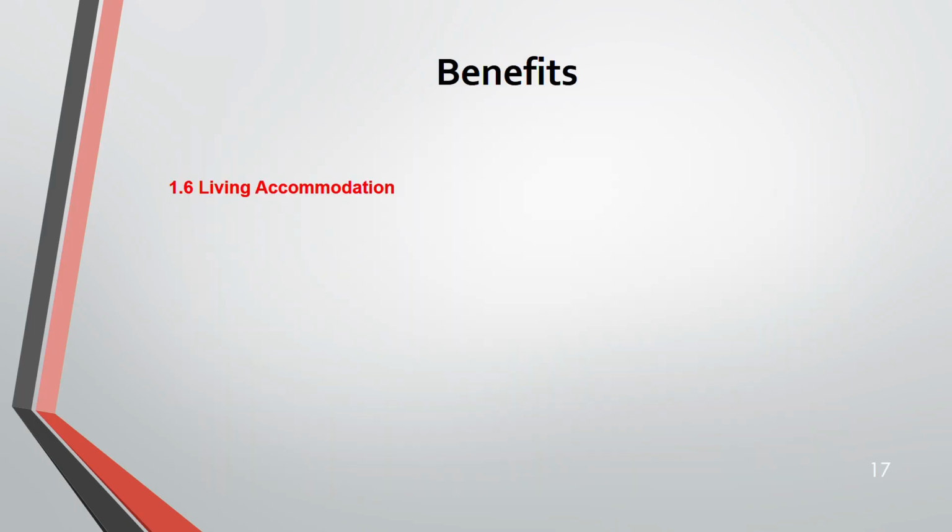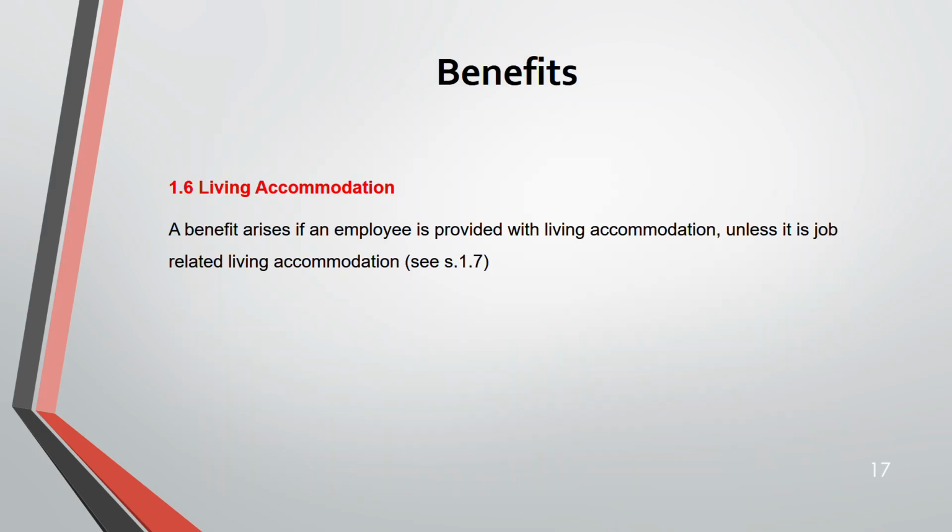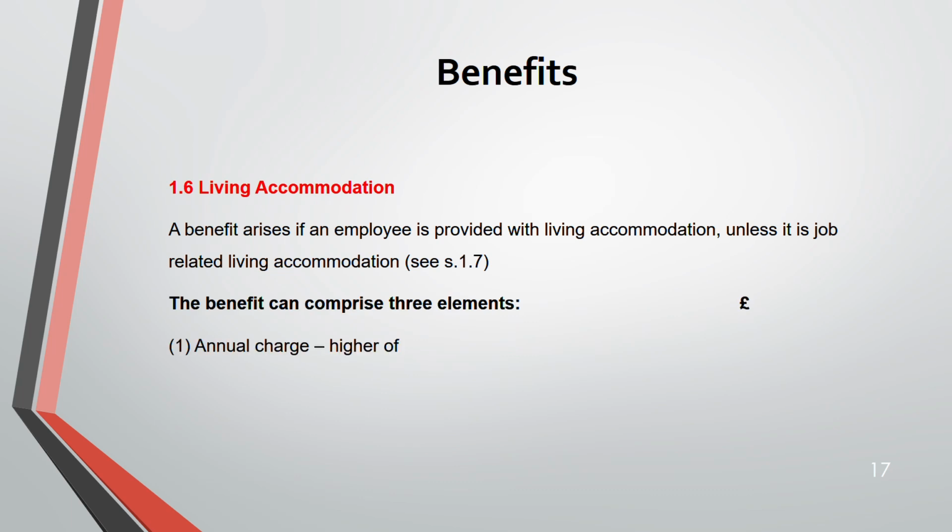First benefit, living accommodation. Here, an employee is being given living accommodation. But if it's job related living accommodation, exempt. So the benefit has three elements. First, the annual charge. The annual charge is the higher of the gross rateable value or the rent paid by the employer. We'll see there are two notes for it.